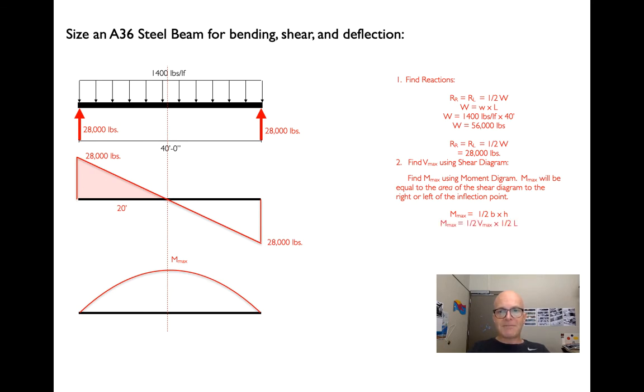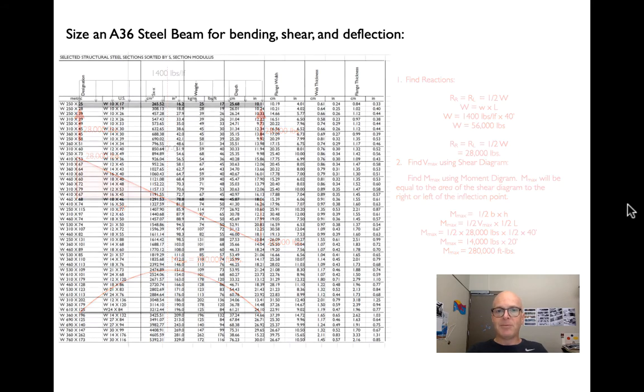So running through that, 1/2 of maximum shear times 1/2 of the beam span: 1/2 times 28,000 pounds times 1/2 times 40, 14,000 pounds times 20 feet, or 280,000 foot-pounds. Now, that is our maximum moment without any dead load in the beam. We're going to have to come back and redo this calculation once we've made our first initial stab at what a beam shape might be.